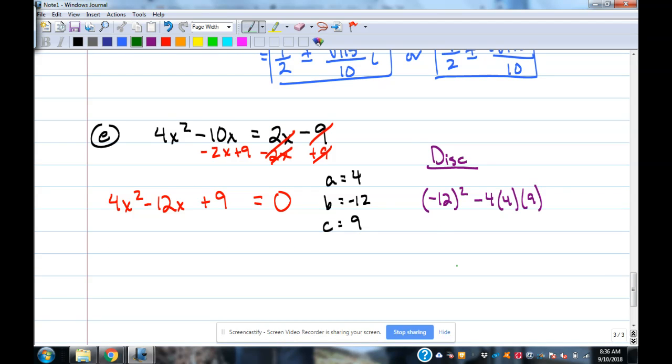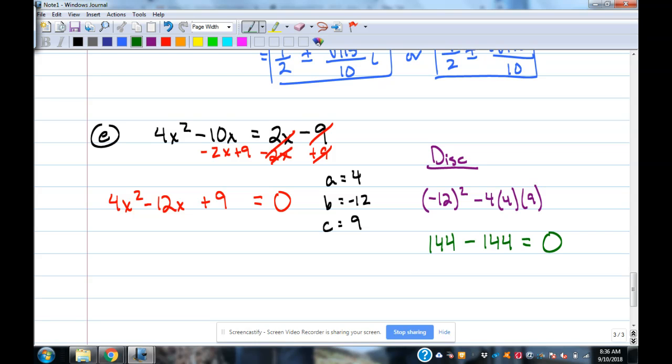All right, negative 12 squared is how much? 144. Positive or negative 144? Positive. Anytime you square something, that should turn positive. And then we have negative 4 times 4 is negative 16. Negative 16 times 9 would be negative 144. Oh, wow. Our discriminant is?